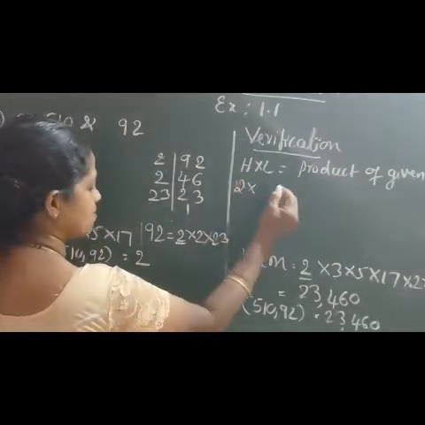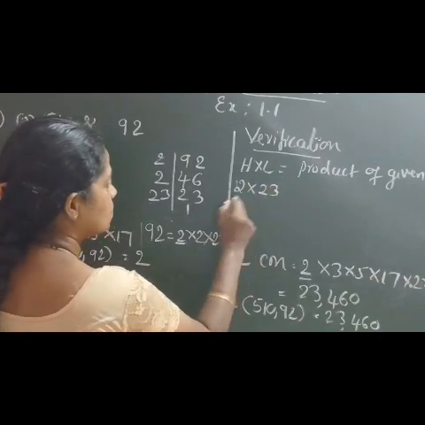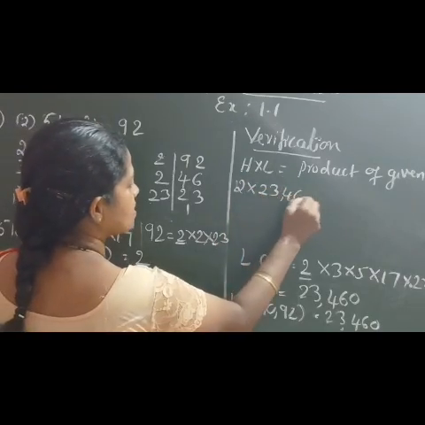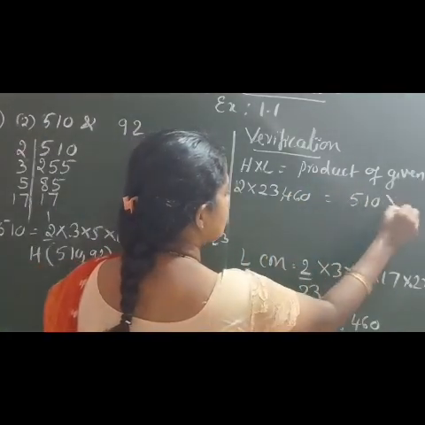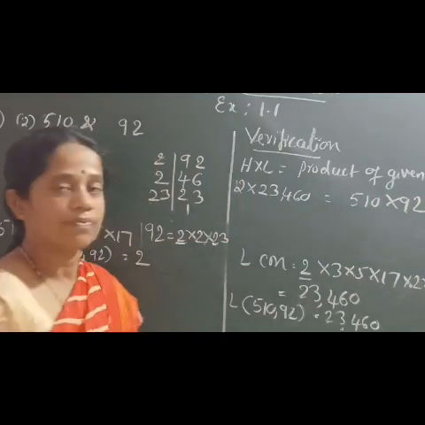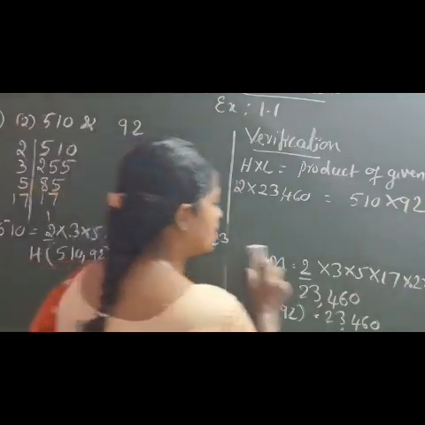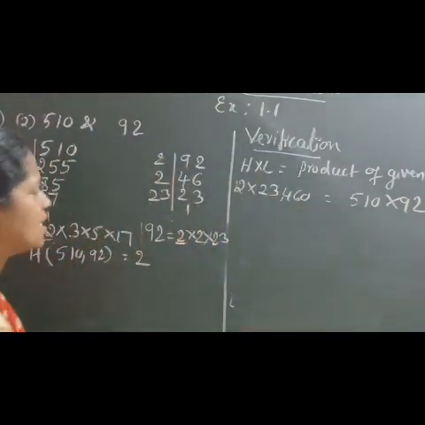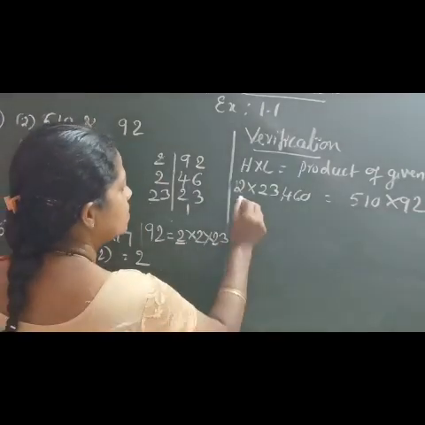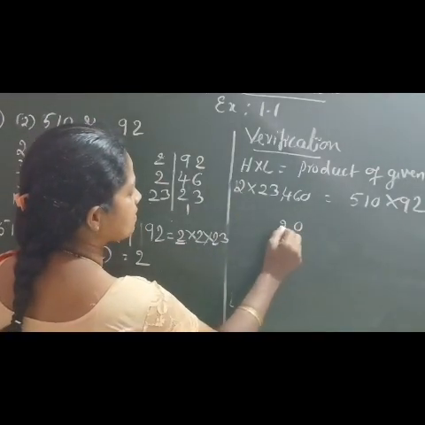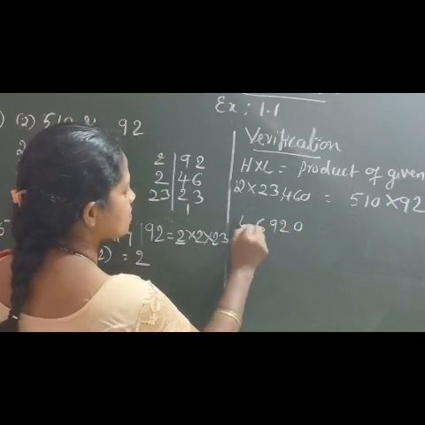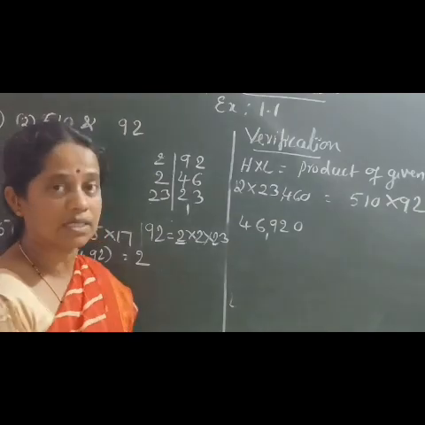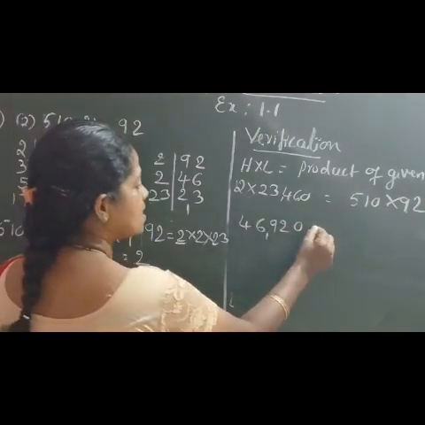So this is the verification: HCF into LCM. It is 2 into 23,460, which should be equal to 510 into 92. Multiplication, directly I will do. 2 zeros are 0, 2 6s are 12, 2 4s are 8 plus 1 is 9, 2 3s are 6, 2 2s are 4. 46,920 is the product of the HCF and LCM.